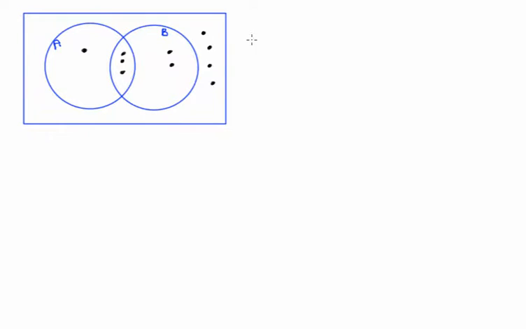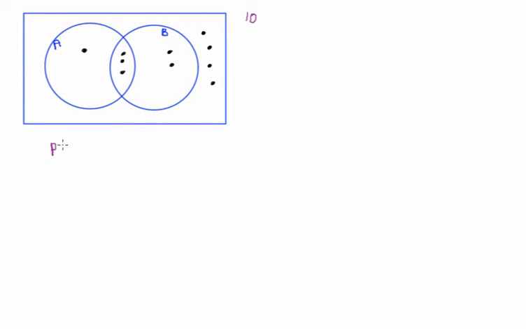First, how many objects are in our sample space? 1, 2, 3, 4, 5, 6, 7, 8, 9, 10. 10 items in our sample space. So let's find some probabilities.